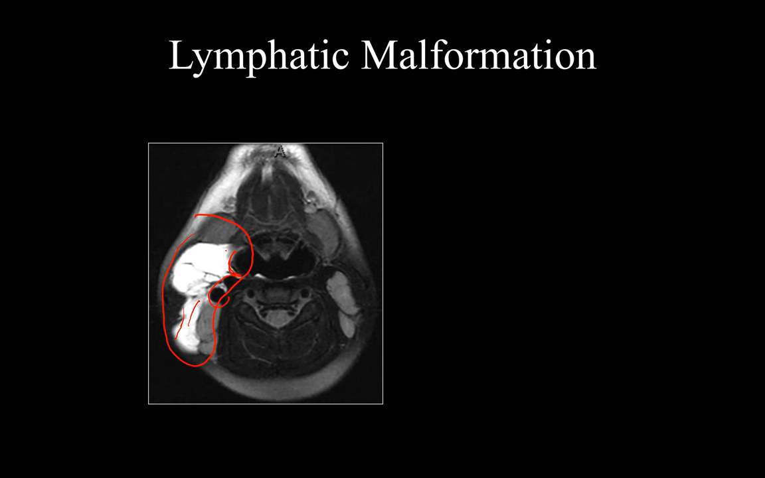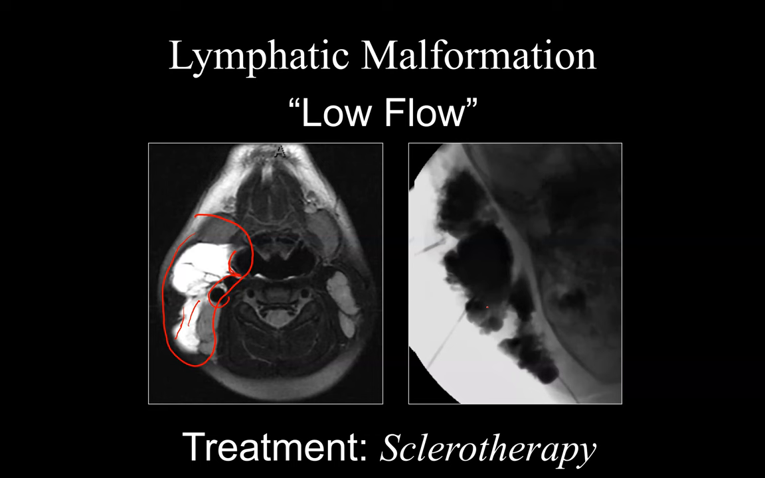So one of the options is that we can treat these through interventional radiology. The decision that we make is really based on whether it's high flow or low flow. Because this is a low flow malformation, there are not a lot of big arteries and big veins, so these are typically treated with some type of sclerotherapy or percutaneous drainage. Under fluoroscopy, you can see the needles right here. You take your sclerosing agent, mix it with contrast, and then inject it. This way we can see where it is going.